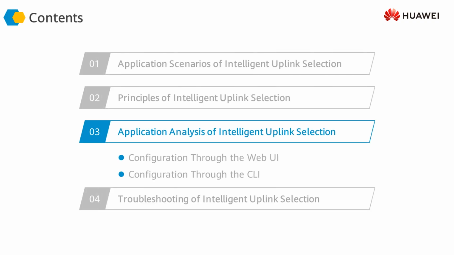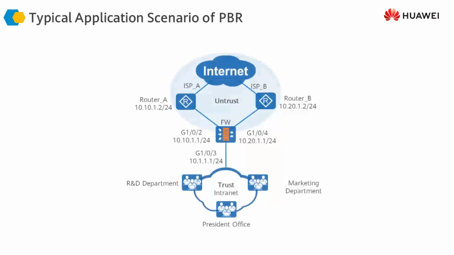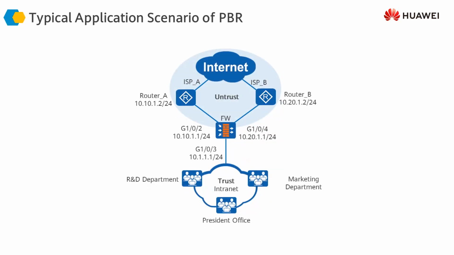Hi, in this video we are going to look at a scenario where we are going to see intelligent uplink selection using policy-based routing in action. Let's look at the scenario first. As you can see, we have a firewall which is connecting our intranet to the internet through two different ISPs, ISP A and ISP B.